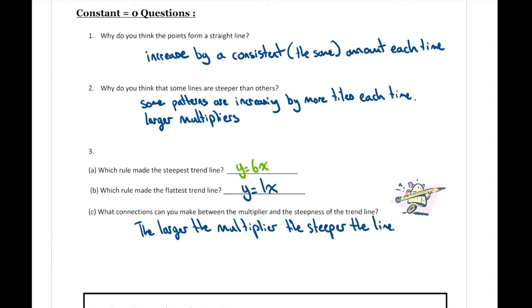You could say also the smaller the line, the more shallow the line will be. Or sorry, not the smaller the line, the smaller the multiplier. Mixing up my words. So the smaller the multiplier, the more shallow the line.